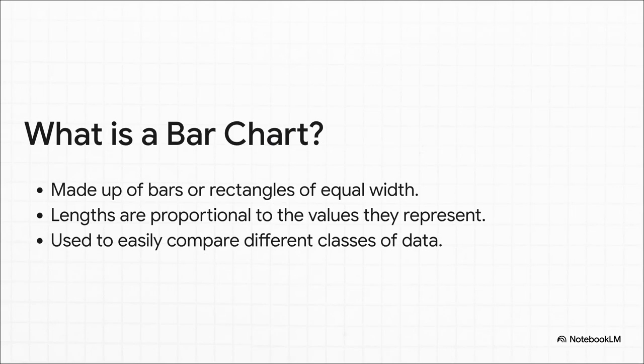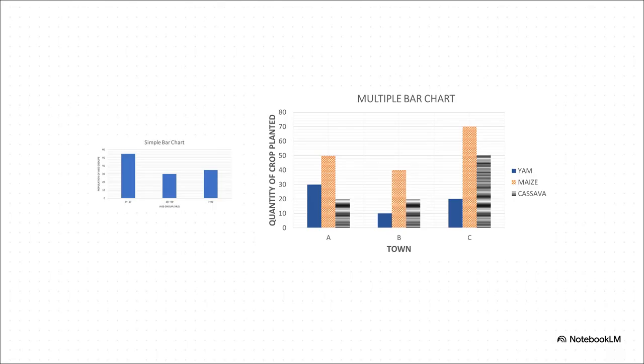So, what exactly makes a bar chart so effective? Well, it's actually pretty simple. It's just a bunch of bars, or rectangles, all the same width. The only thing that changes is their length, and that length represents the value. This super simple design makes it incredibly easy for our brains to compare different things, like days of the week or different products. And the cool thing is, they're really versatile.